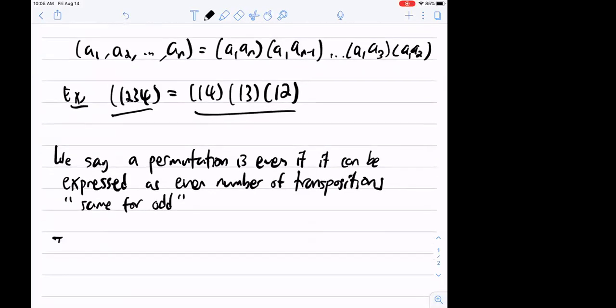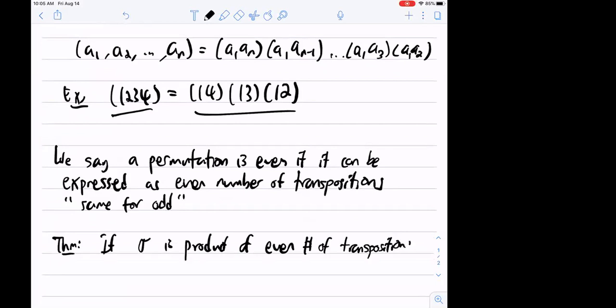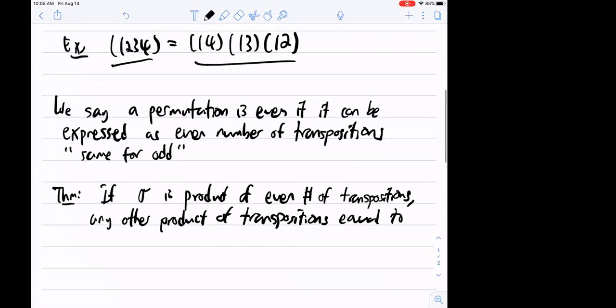There's a theorem that says if sigma is a product of an even number of transpositions, then any other product of transpositions equal to sigma is also even. And the same for odd.